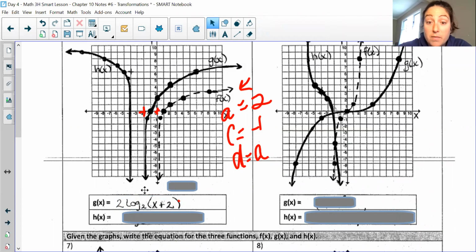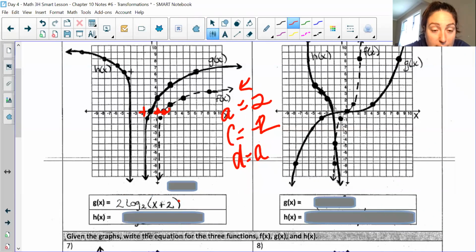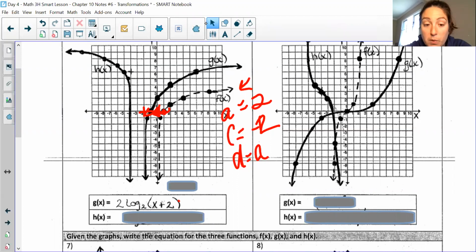Oops, correct. Sorry, I messed up. This point shifted left 2. The axis shifted left 2, not left 1. Sorry, I counted wrong earlier. Now, if you're all looking at this, like, how did I know that that was a vertical stretch and not a horizontal stretch? It actually could have been a horizontal stretch of 2 as well. So an acceptable alternative answer would have been g of x equals log base 2 of 1/2 times x plus 2. So really, in this case, for a logarithm, you could have looked at it either way.